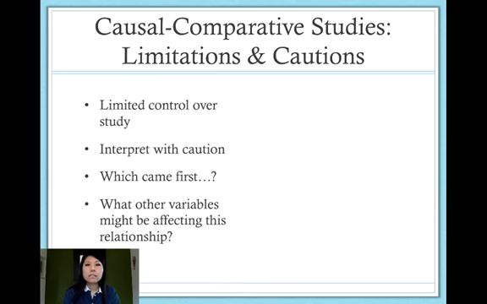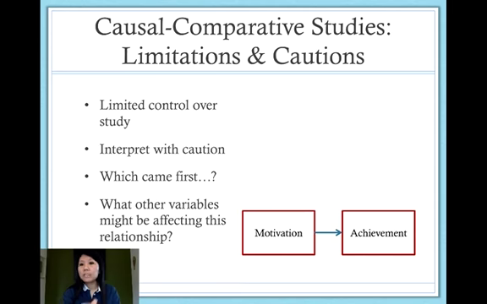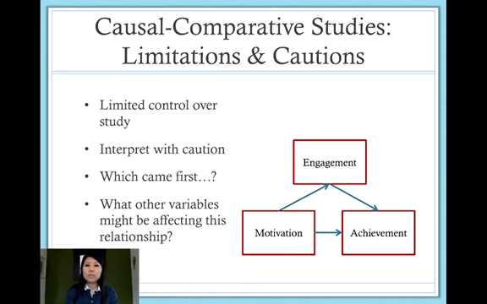Okay, and another limitation is that we have to be cautious with interpretation because there might be other variables affecting a particular relationship. Example, this is actually my dissertation study, and so I was looking at the relationship, and this has already been established in prior studies, that there's a relationship between motivation and achievement. Kids who are highly motivated to succeed in school tend to succeed in school. Makes sense. But what I proposed for my dissertation is that there's probably something else going on, right?